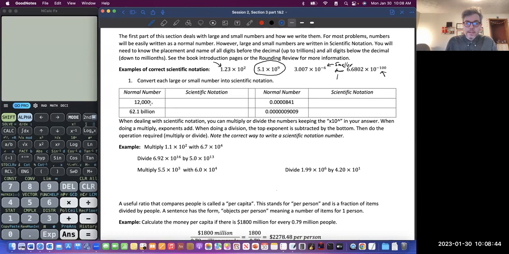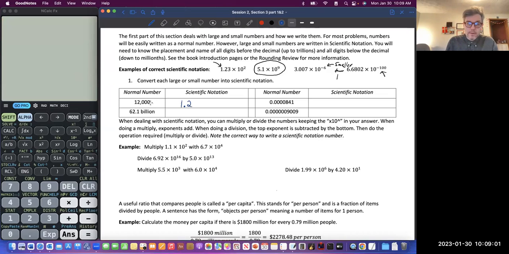The first step is to move the decimal place. Okay, what do we want to move the decimal place? We can only have one number to the left of the decimal place. So this number is going to become 1.2. So 12,000 will become 1.2.